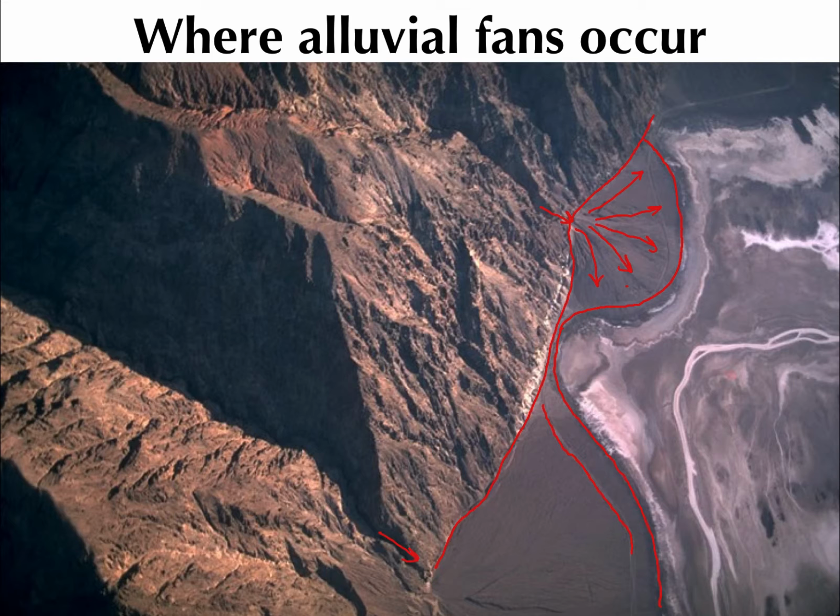And the reason that this northern fan, or this upper fan, is small and this fan is much larger is because the drainage basin feeding the lower fan is much larger than the small drainage basin feeding the one on the top.